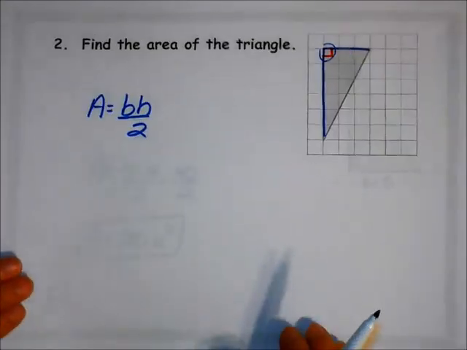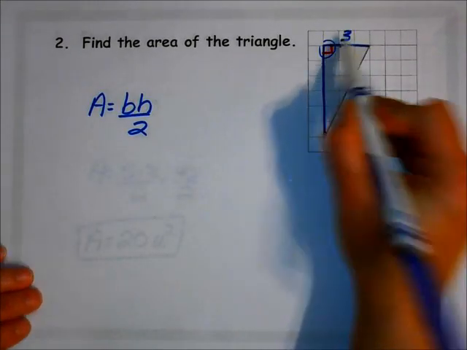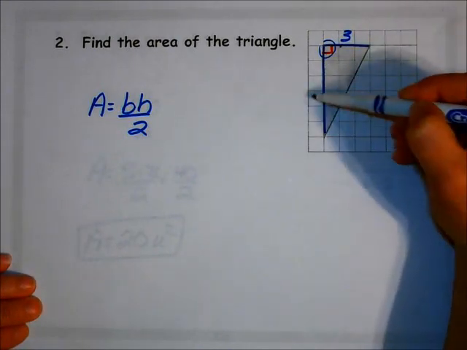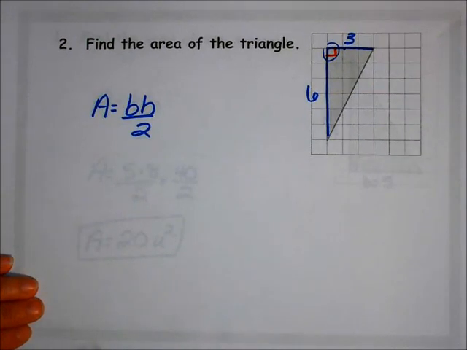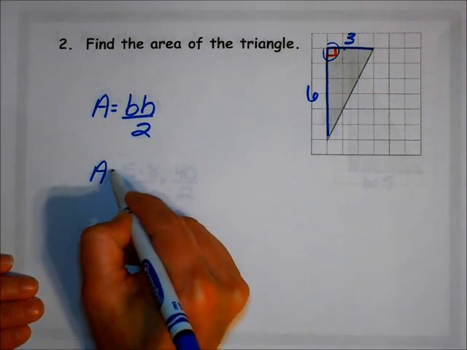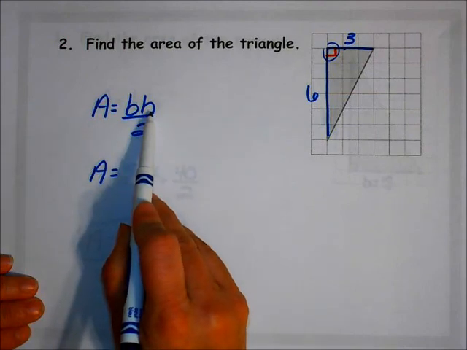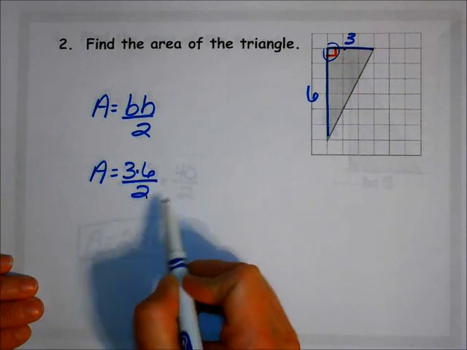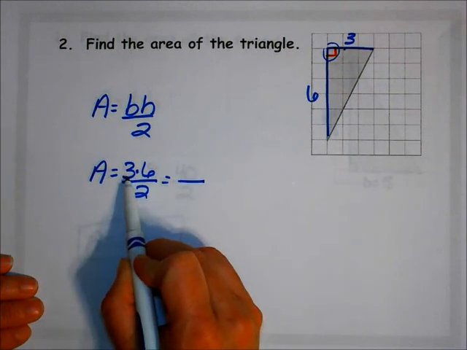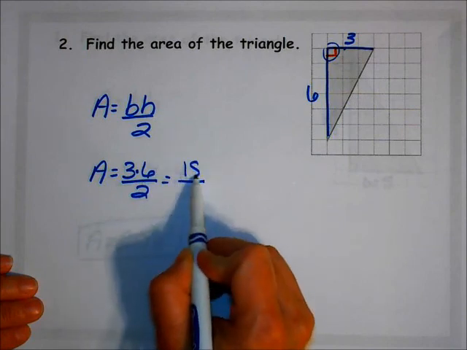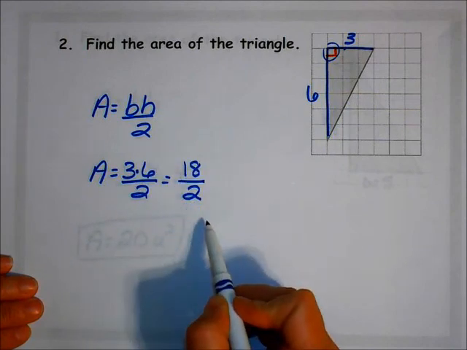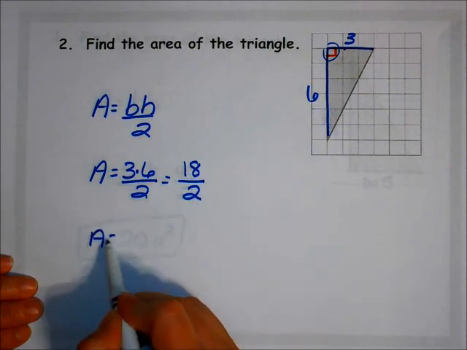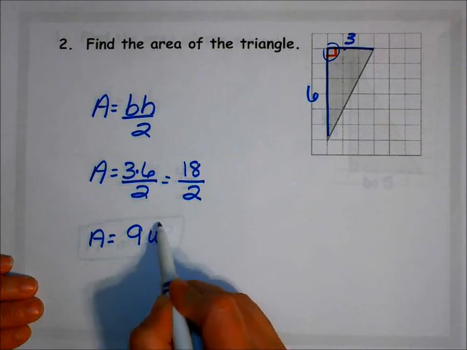So the base of my triangle is 3 units. My height is 1, 2, 3, 4, 5, 6 units. Now let's plug into my formula. Instead of saying base times height divided by 2, I'm going to say 3 times 6 divided by 2. I'm going to multiply. 3 times 6, 18. Don't forget to divide by 2. 18 divided by 2 is 9. So the area of my triangle is 9 units squared.